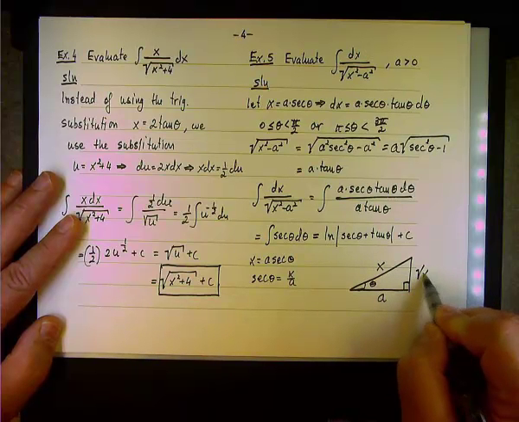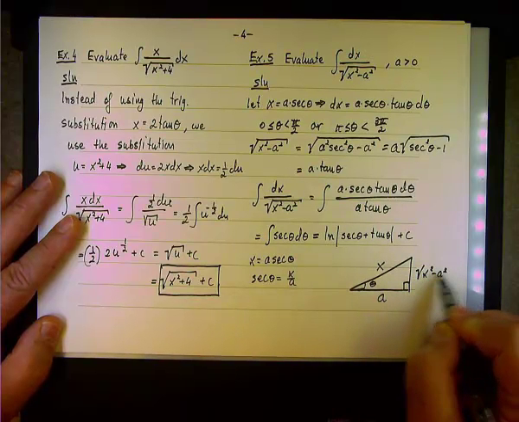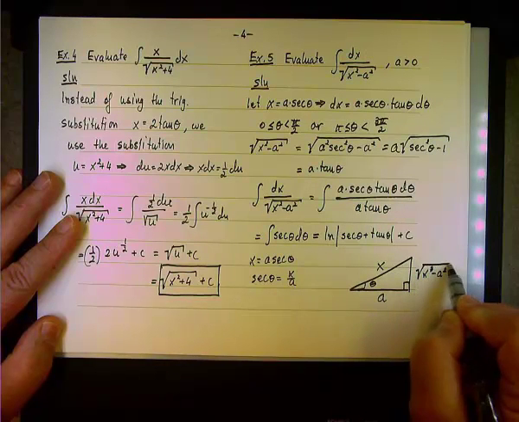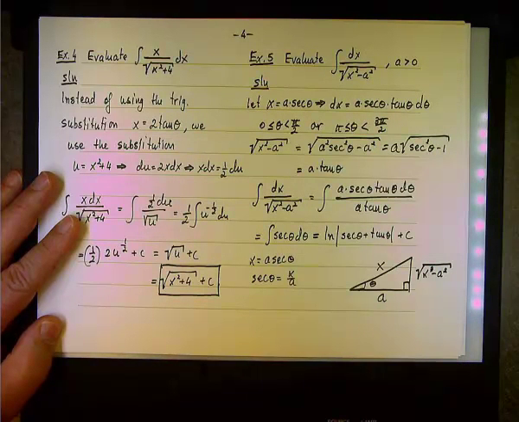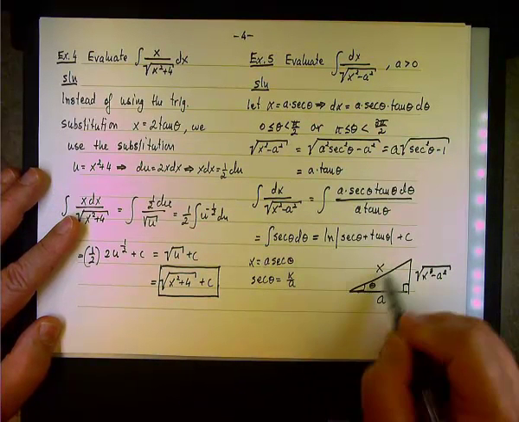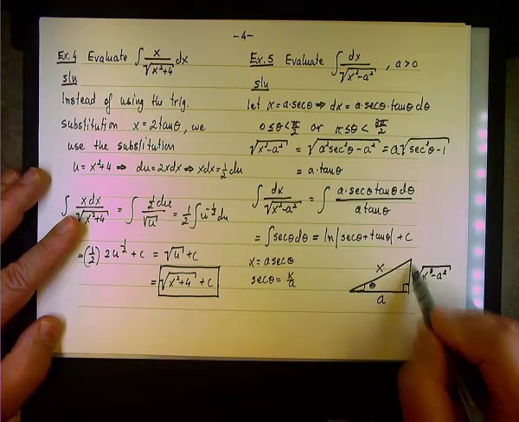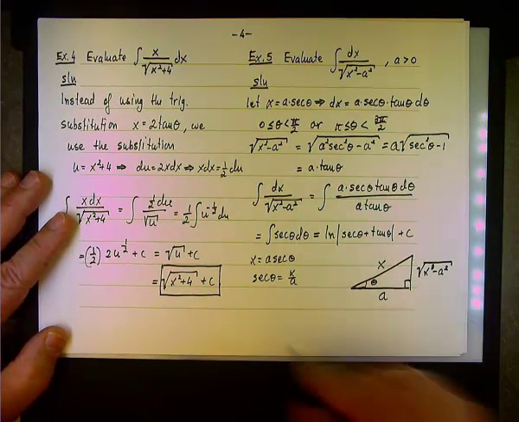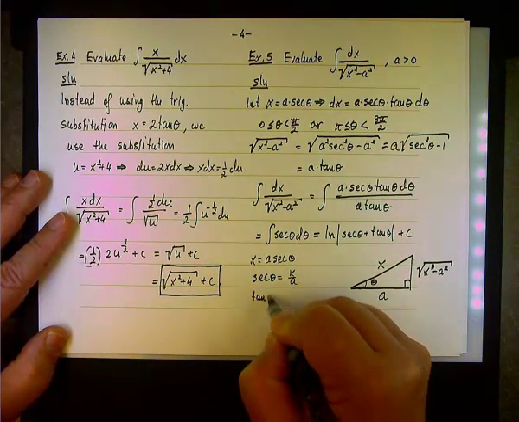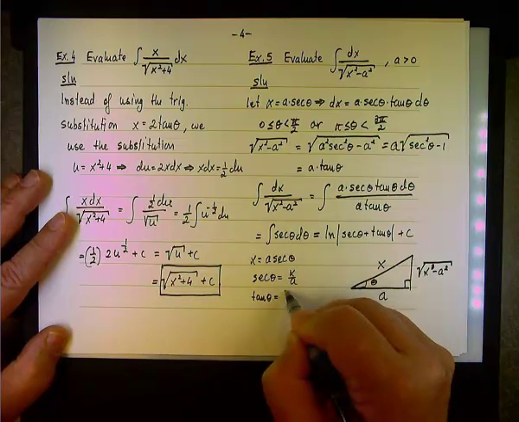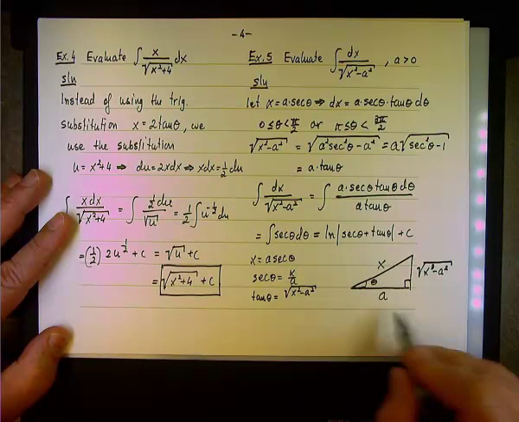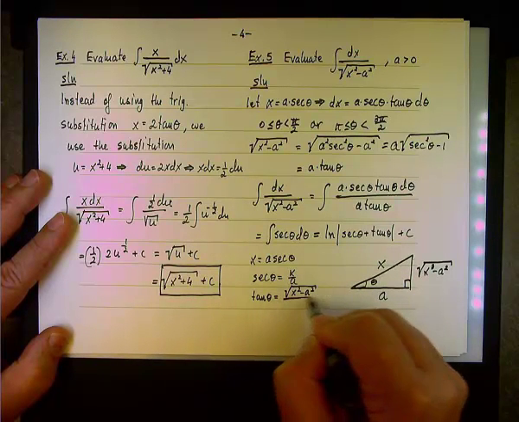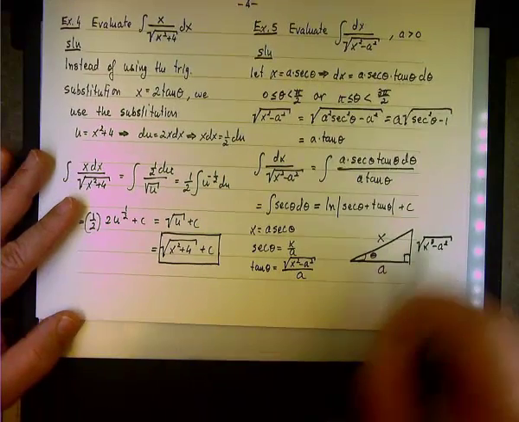Shouldn't surprise you. I told you already one time that the missing side is going to be the radical. You see it one more time. In the example before, it was the hypotenuse. This one is one of the sides. We need the tangent. The tangent is opposite, in this case the square root of x squared minus a squared, over adjacent, which is a. And now we have everything we need.